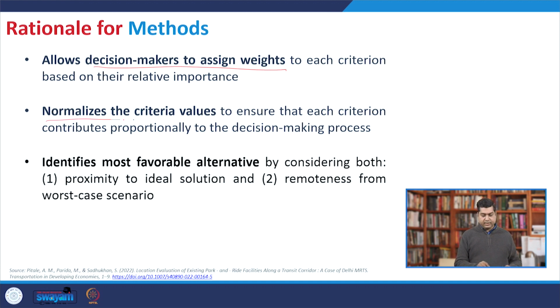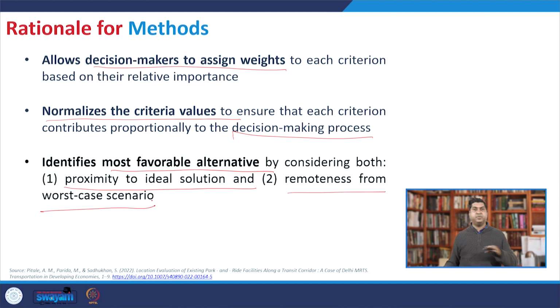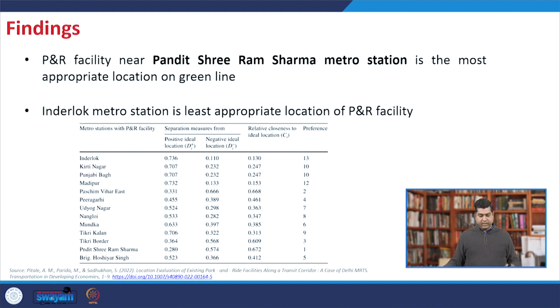It also normalizes the criteria values to ensure that each criterion contributes proportionally to the decision making process. So each is considered in this case. It also identifies the most favorable alternative by considering both proximity to the ideal solution and remoteness from the worst case scenario. So that means positive ideal solution and negative ideal solution, and then we calculate.